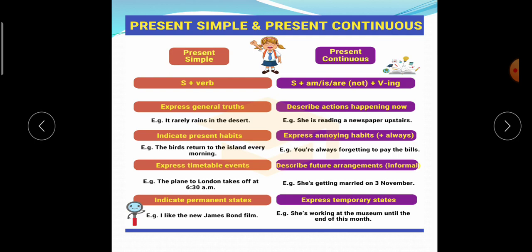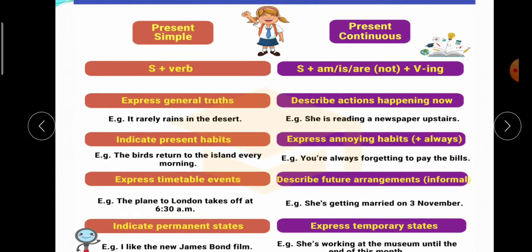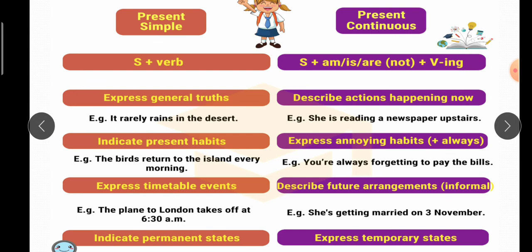Now let's see the contrast, the difference between present simple and present continuous. This will clear any doubts if you have. Simple present tense is simply subject plus verb. But in present continuous we have subject plus the helping verbs am, is, are, depending on what the subject is, and then verb plus ing. And if it is a negative sentence you add not, it's optional.